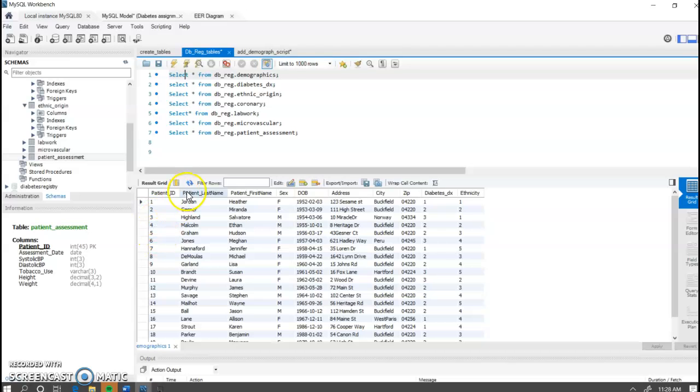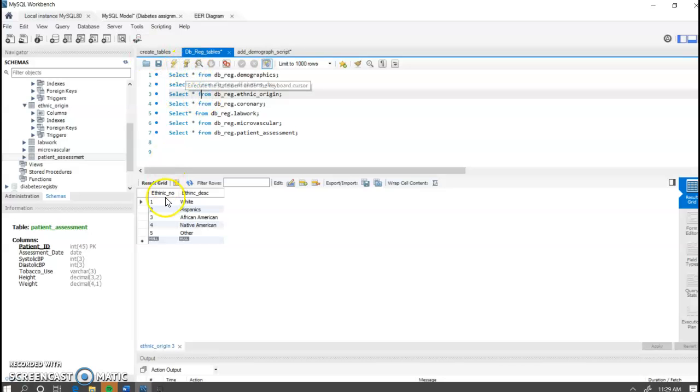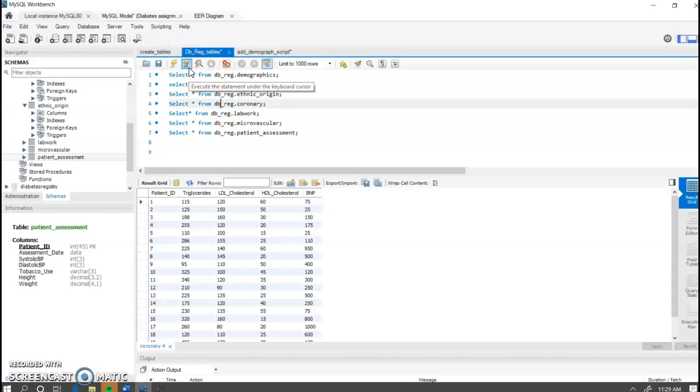So again, I have my patient ID, my last name, first name, my sex, date of birth, address, city, state, zip code, diabetes, ethnicity. I have my diagnosis field. Again, this could be expanded if I needed to. I have my ethnicity. I have my patient ID and my triglycerides, LDL, HDL, and my BNP for my coronary labs.